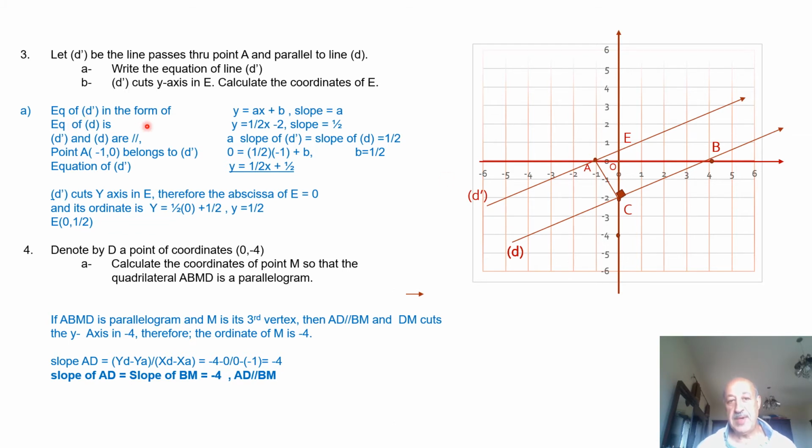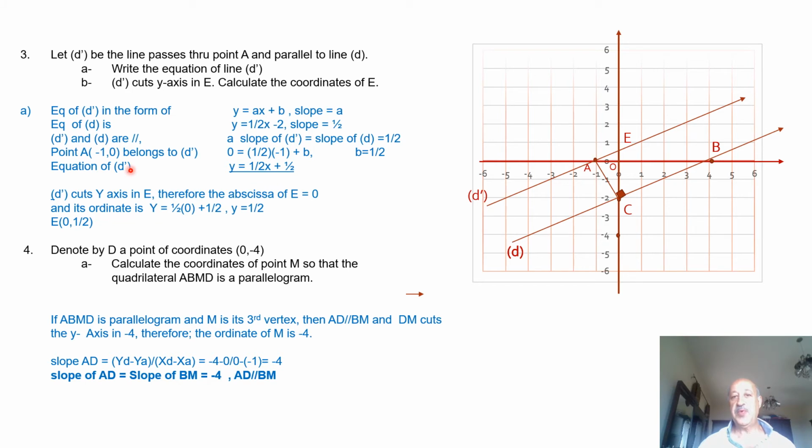Equation of D prime is in the form again of y equal ax plus b, slope equal a. Equation of D is y equal half x minus 2 with a slope equal half. So D prime and D are parallel, so their slopes are equal. So the slope of D prime is equal to the slope of D, which is equal to half, 1 over 2, because lines D and D prime are parallel.